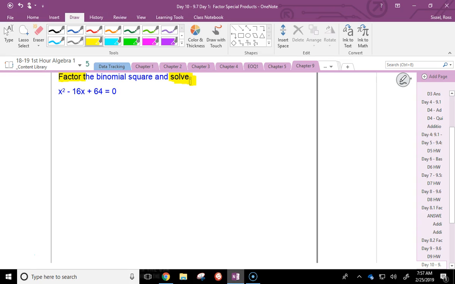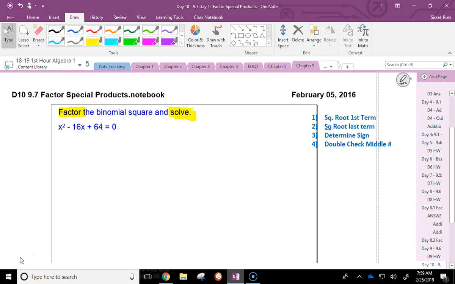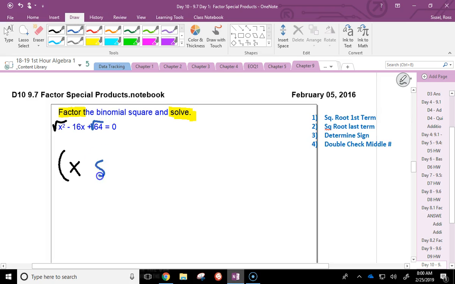Alright, I'm pretty impressed with what I was seeing coming around. First step, when we're factoring the trinomial and going down to a binomial, is to square the first term. Most of you guys had that down, and you just said x squared. That's fine. The next one is square the last term. So the square root of 64 is 8. This is the part where I saw a couple little mistakes.